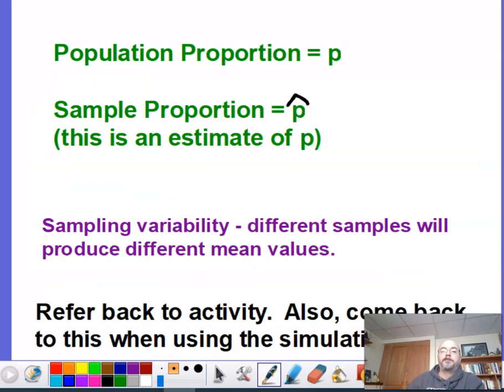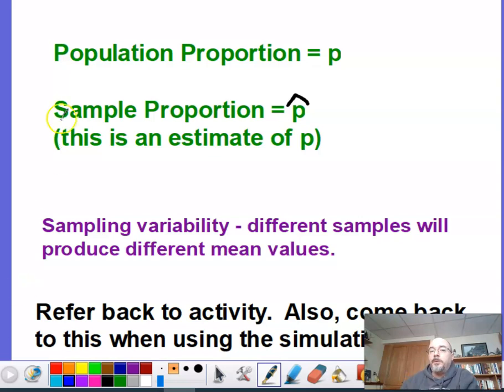Moving on. If we're talking about a population proportion, that's a lowercase p. If we're talking about a sample, it gets this nice little hat, and we call it p hat. P hat is a sample proportion. Again, this is an estimate of the population proportion, which is p.